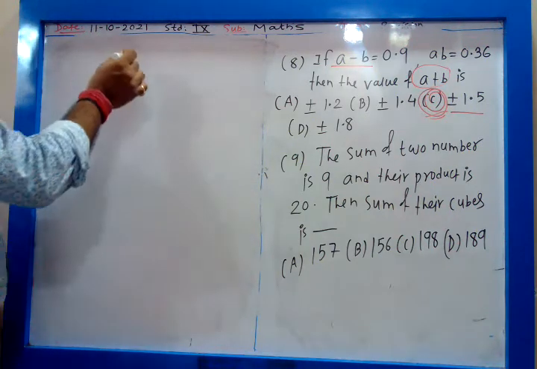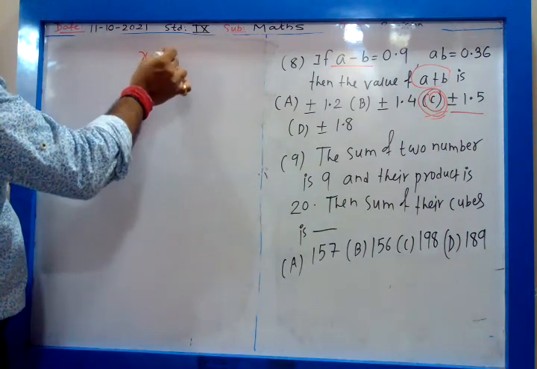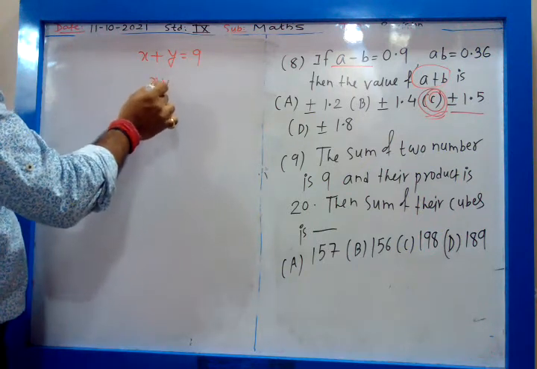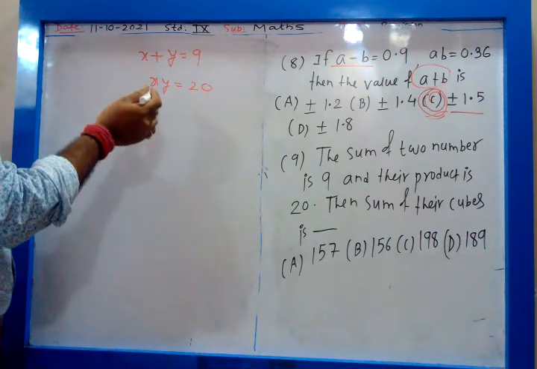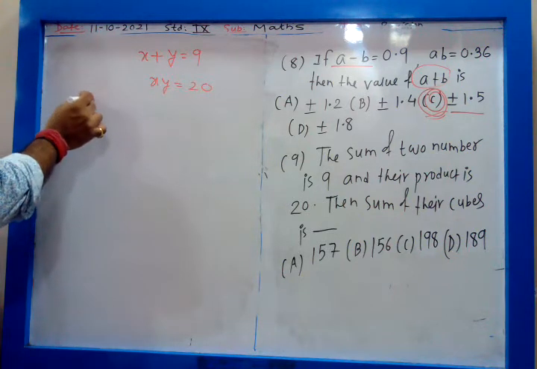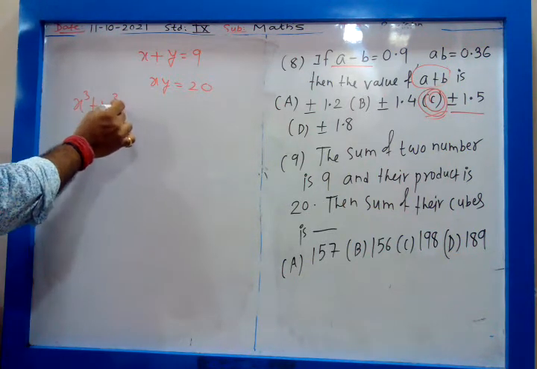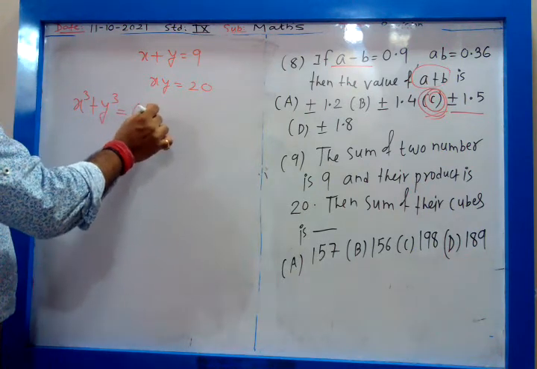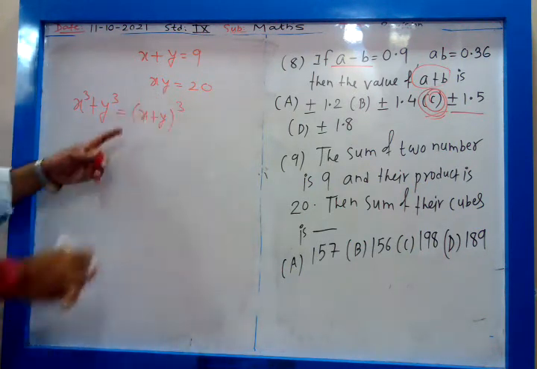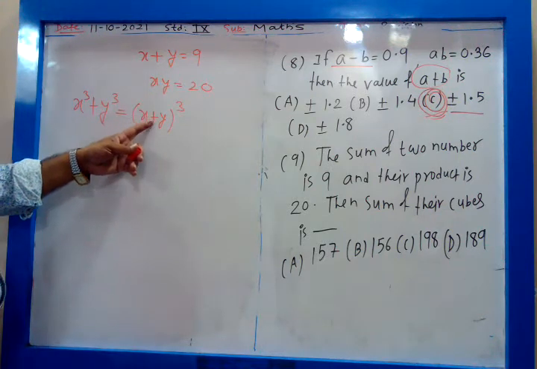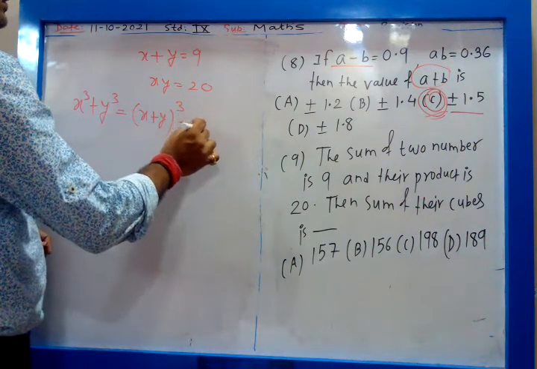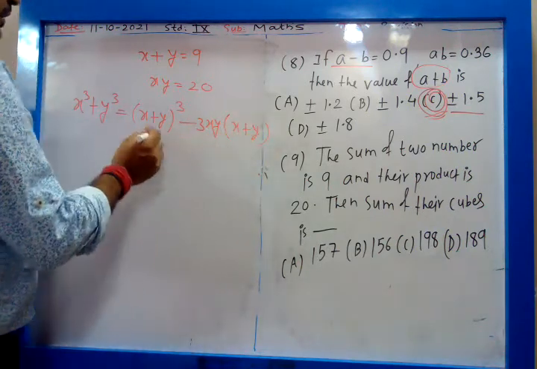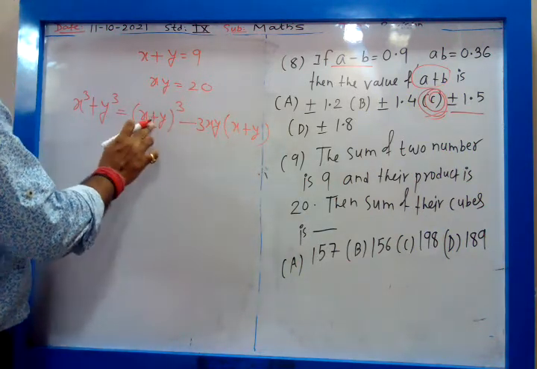D. Sum of two numbers, let us take x plus y is 9. Their product is 20, xy is 20. Then find sum of their cubes. Cube means x cube plus y cube. What is the formula for x cube plus y cube? Yes, direct formula. x plus y whole cube minus 3xy into x plus y. And I have told you whenever inside bracket it is plus, outside it will be minus.